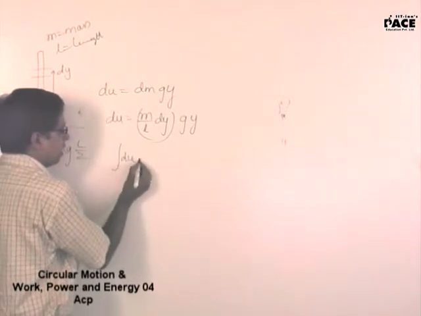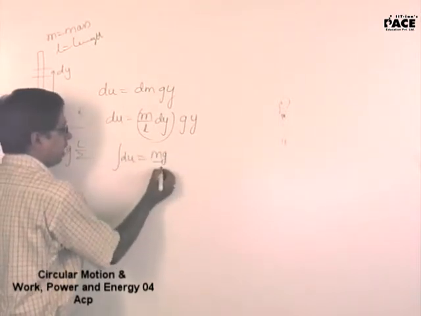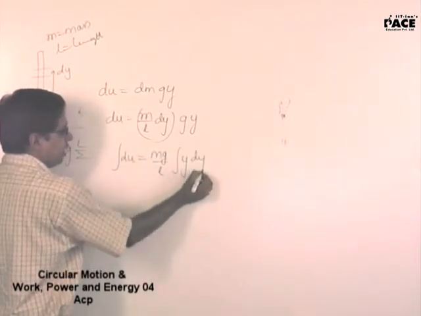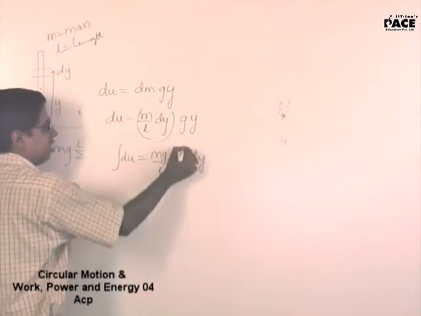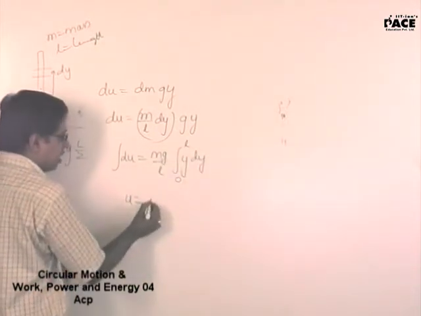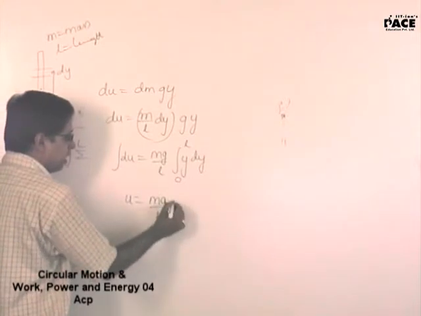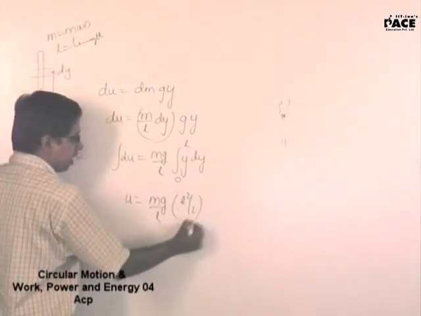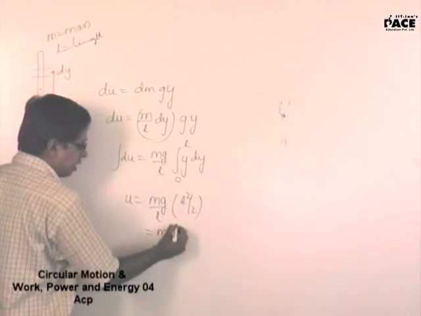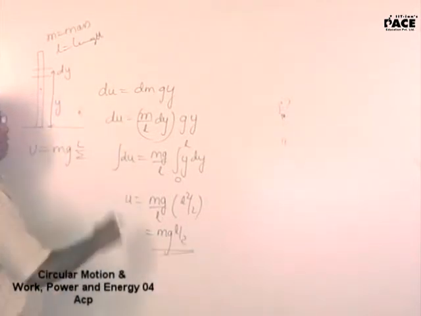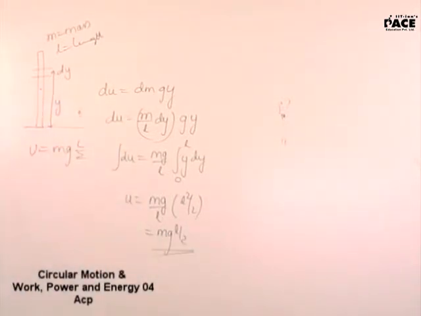So integral dU is mg by L integral y dy. The least value of y is 0, the maximum value of y is L. So mg by L times L square by 2 gives mgL by 2. This will be the potential energy of an extended body standing vertically.